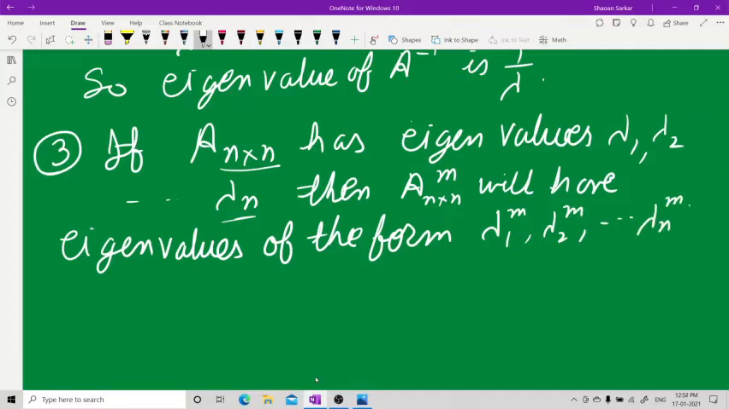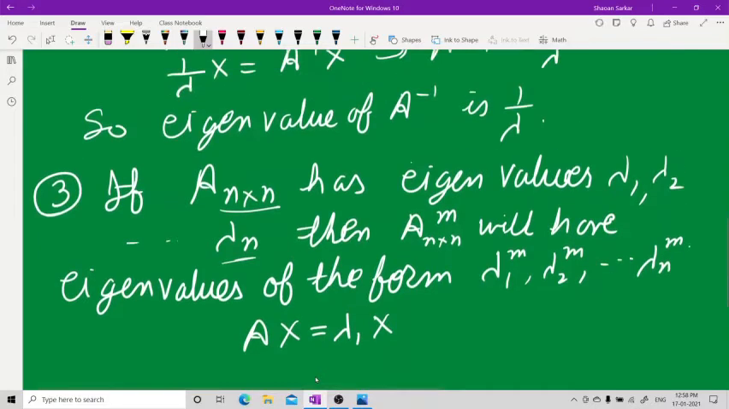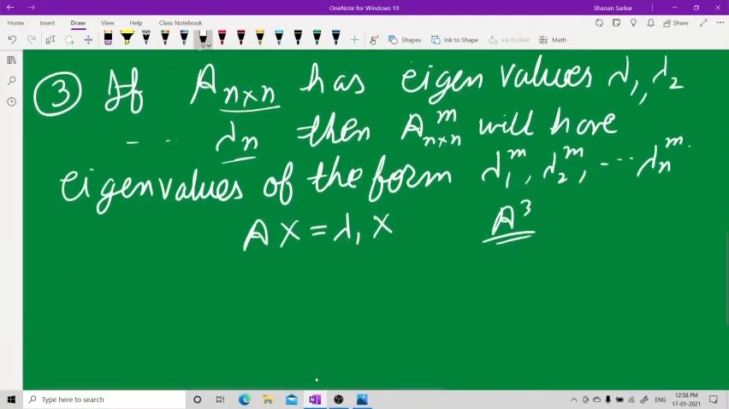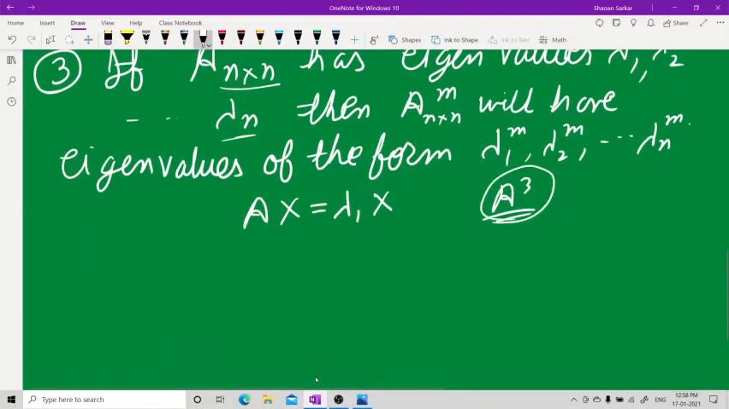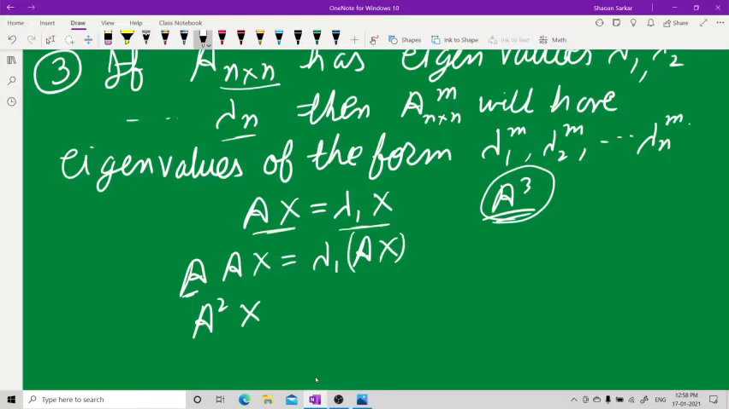Let me prove it. I will be doing it for A cube, and then that will hold for A to the power of m also. Start with Ax equals lambda 1 x, for the first eigenvalue. I multiply both sides by A, pre-multiplied: lambda 1 Ax. Now this will become A square x. Now see, Ax is lambda 1 x, so I put lambda 1 x here. Now this will become lambda 1 square x.